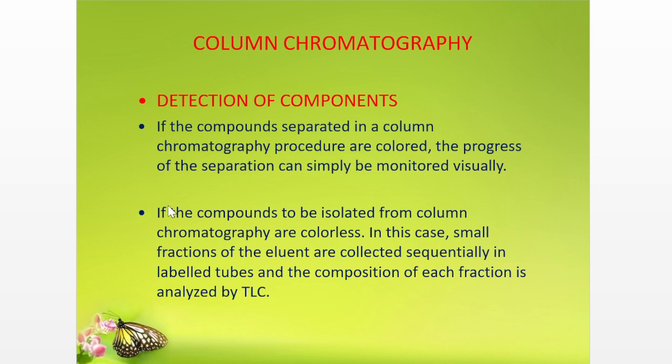Detection of components. How do we detect different components of the sample? If the components separated in the column chromatography procedure are colored, the progress of the separation can simply be monitored visually. If the compounds to be isolated are colorless, small fractions of the eluent are collected sequentially in labeled tubes and the composition of each fraction is analyzed by TLC.